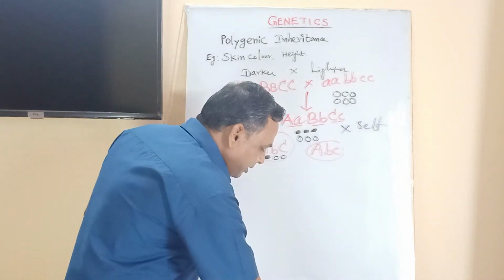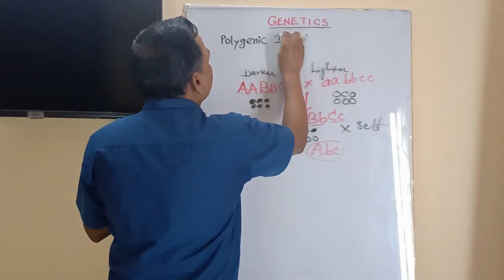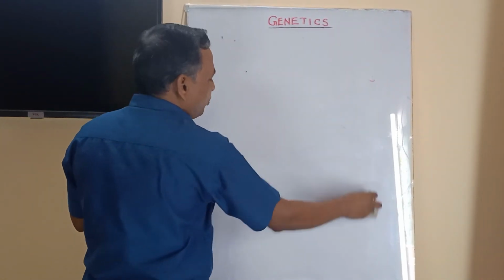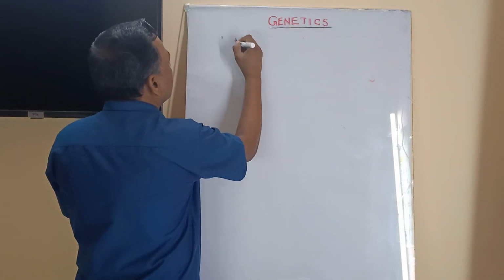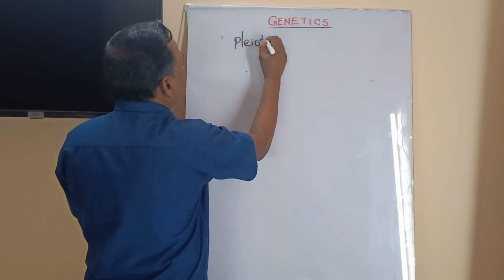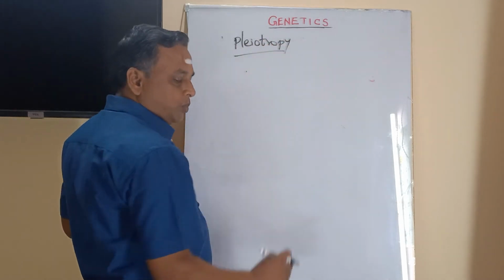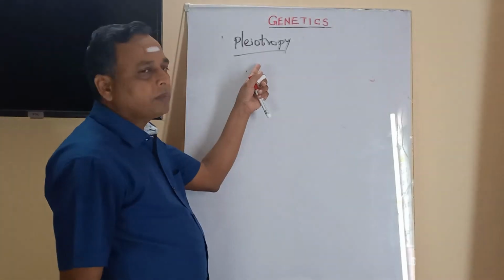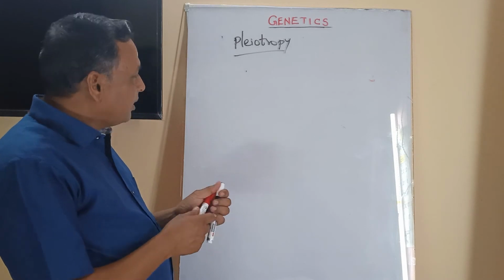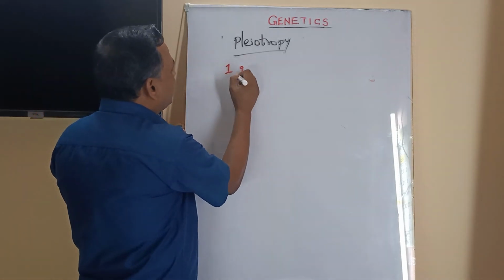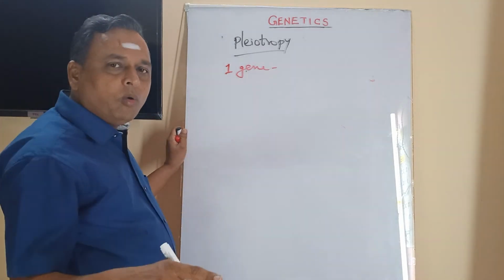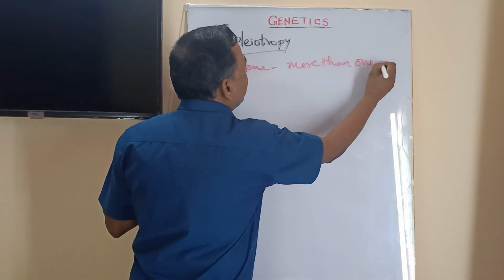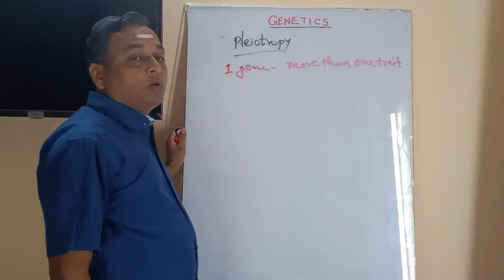Now let us see the other type, pleiotropy. It is just the opposite of polygenic. How will it be? Pleiotropy. In this case, the number of genes is only one gene, but it controls more than one trait.